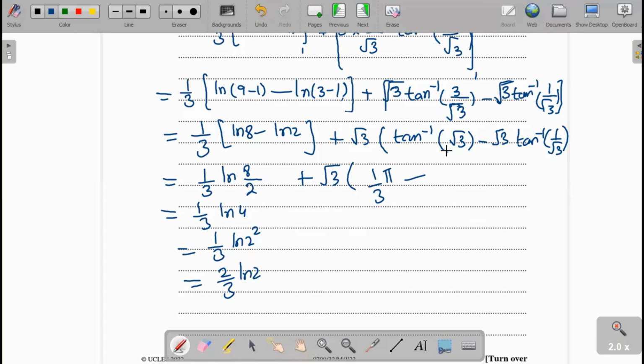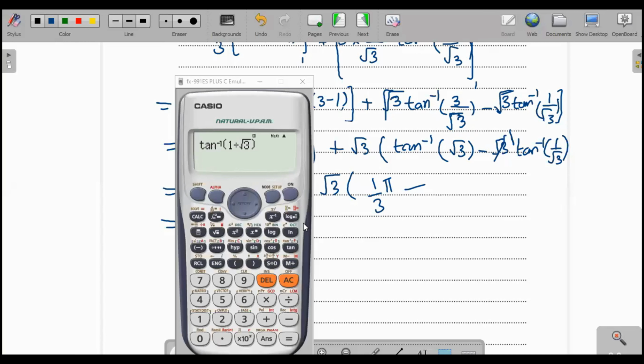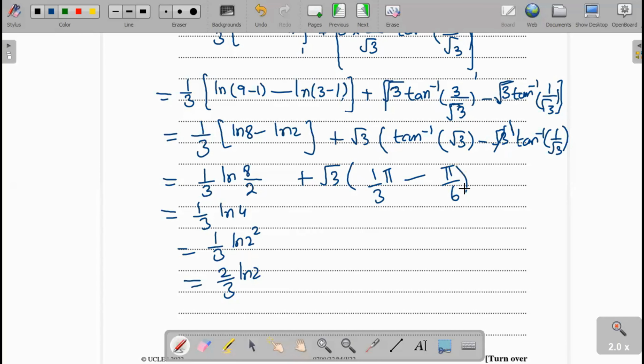That's equal to 1 over 3 pi. Now, it's under root 3, which is already taken as a common, therefore we write it here. Now we find the value of tan inverse 1 over under root 3. Now tan inverse 1 divided by square root 3, we get pi over 6. The value is pi over 6. Okay, now we write pi over 6.